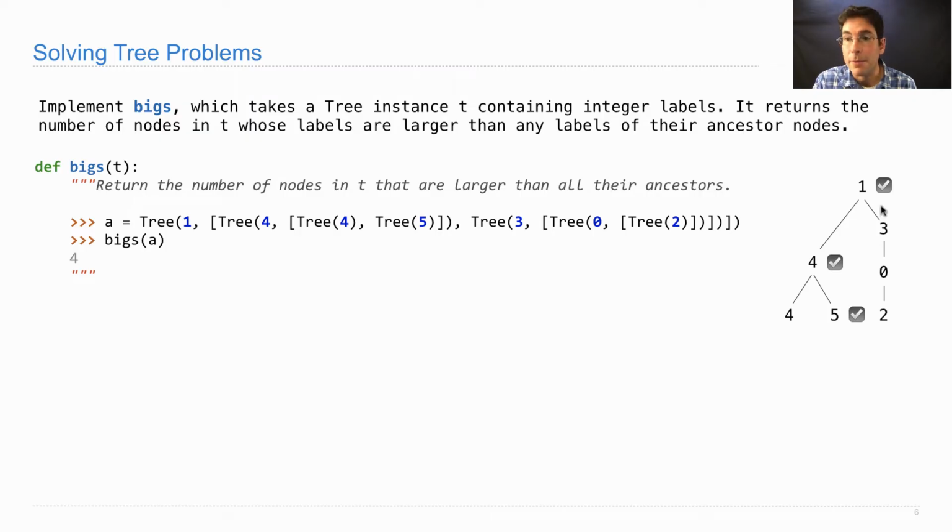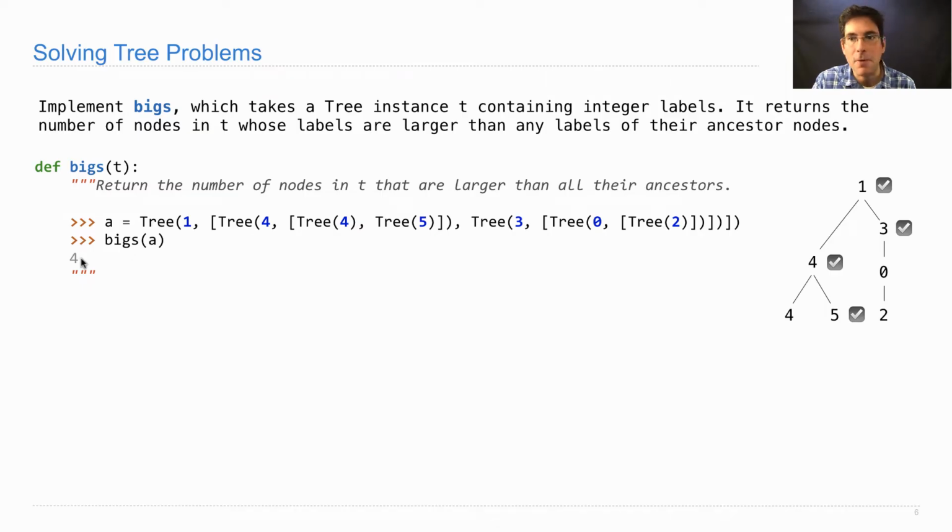Okay, how about 3? 3 is larger than 1. Notice that 3 has nothing to do with 4 or 5 because those are not ancestors. That observation might help me write the function when I go about that in a moment. 0 is not larger than 3, so it doesn't count. 2 is larger than 0, but it's not larger than 3, which is an ancestor, and so it doesn't count either. So this example helped me find something to be careful about. I can't just look at the parent, I have to look at all of the parents' parents and parents' parents' parents in order to figure out whether it's one of the nodes I'm trying to count.